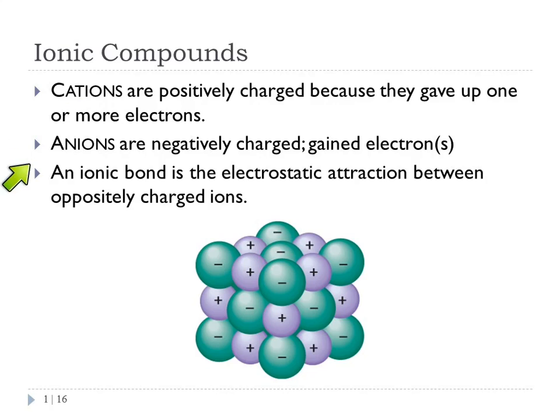Cations are positive. Anions are negative. There's an extra N. They both end in ion, but this one has an extra N in it. Anions are negative. Got to keep those straight. And an ionic bond is just this electrostatic attraction between the charged ions. That's what an ionic bond is.